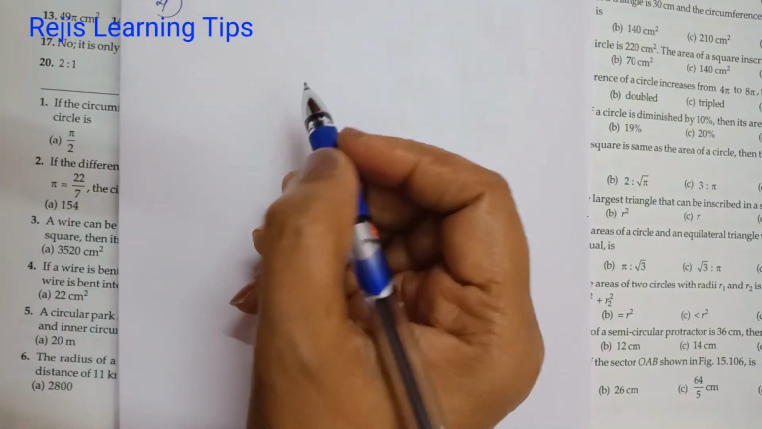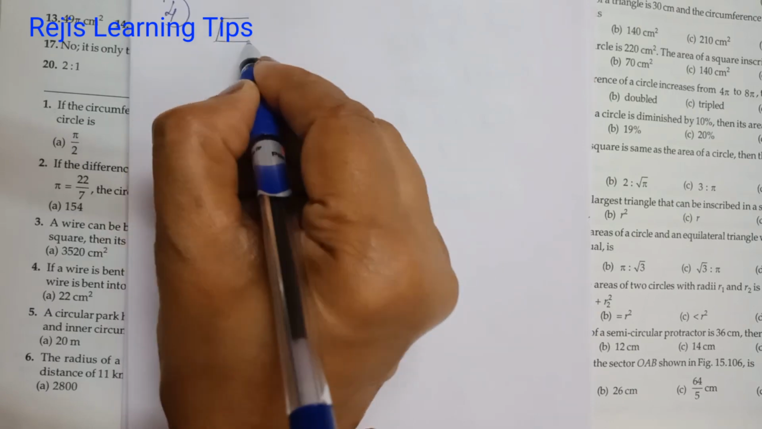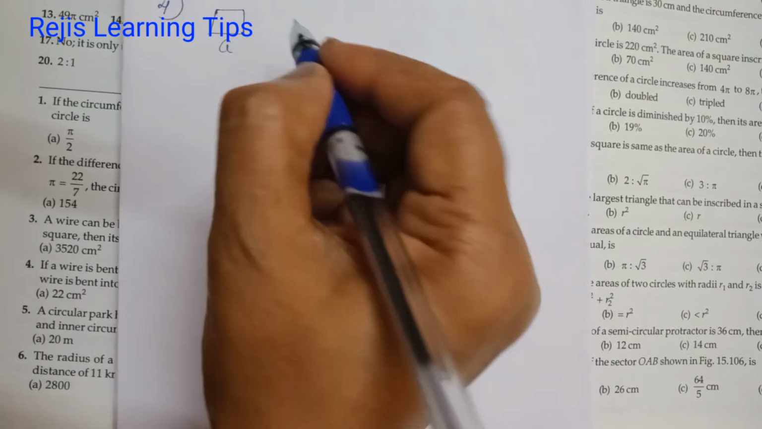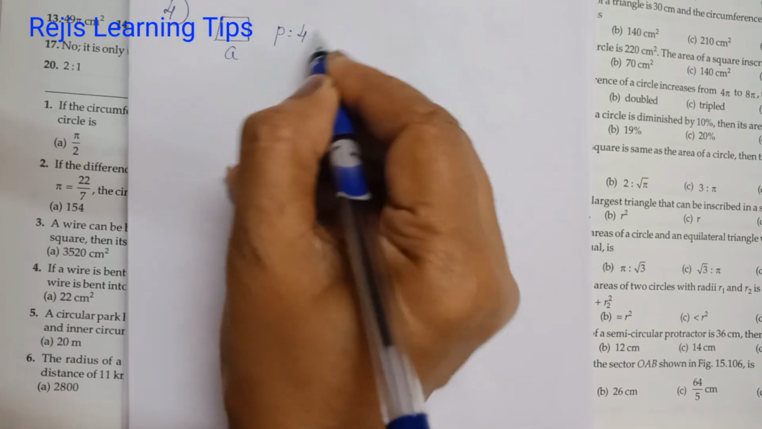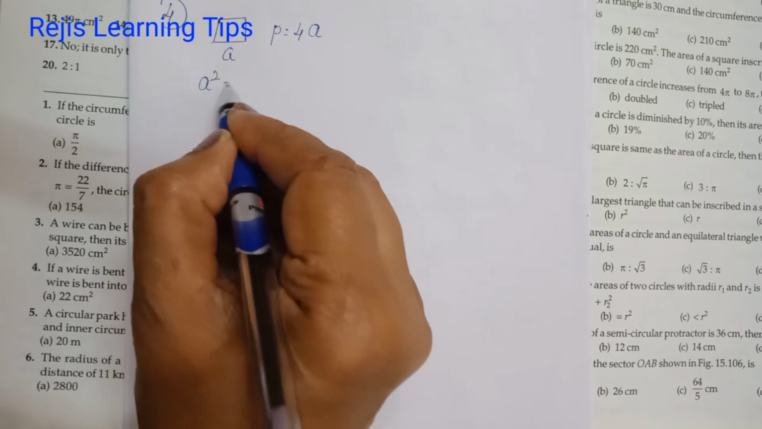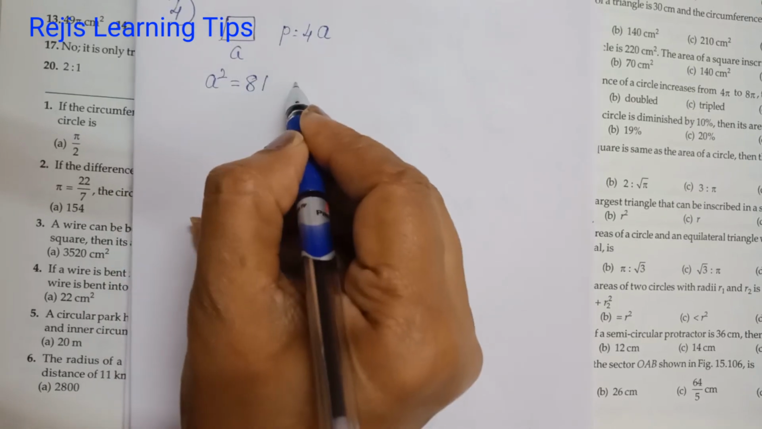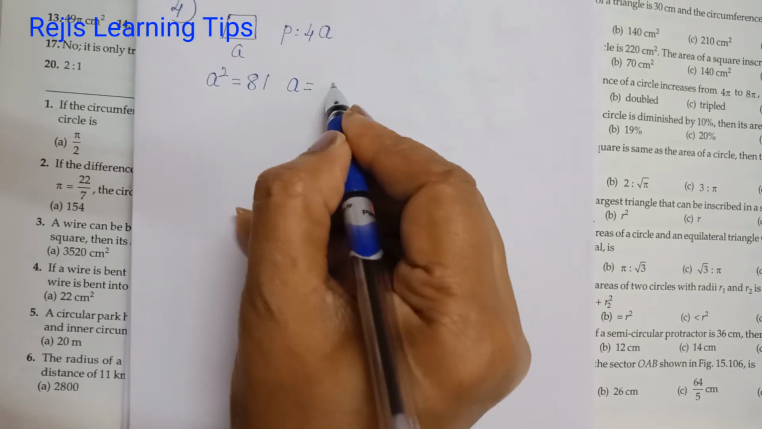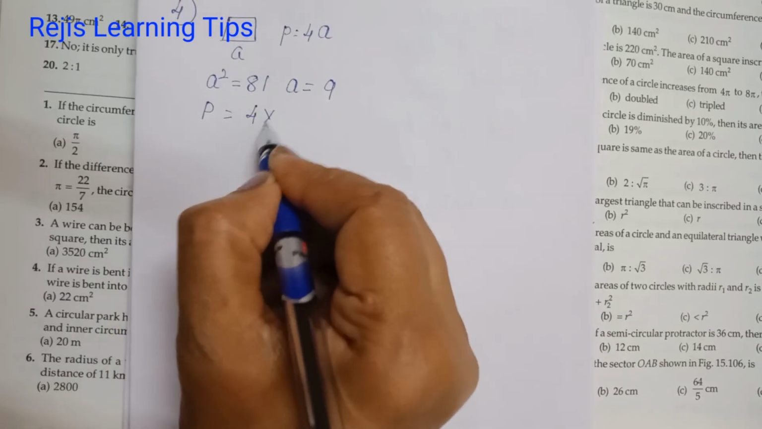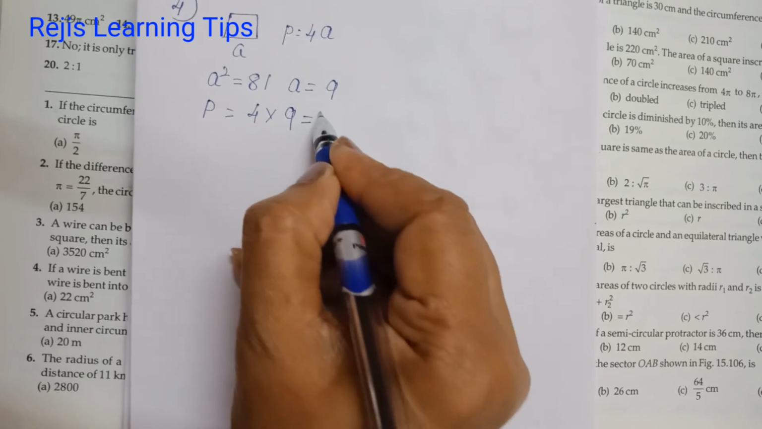Okay, let the side of a square be a centimeter. Then the perimeter is 4a. Perimeter is equal to 4a. Area of the square is given. A square is equal to 81. Therefore, a is equal to 9. Therefore, perimeter is equal to 4 into 9, that is equal to 36 centimeter.